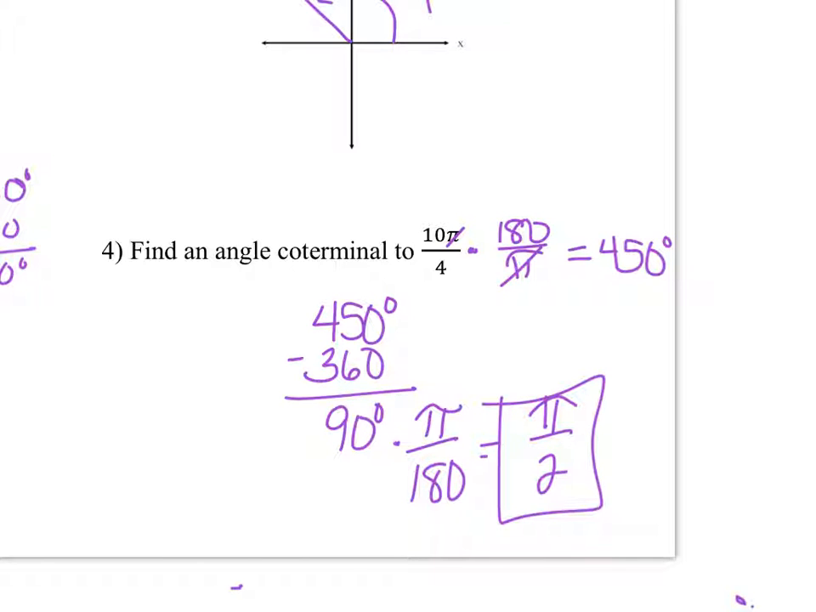Okay, so this isn't the only way that you could do this problem, but I converted it to degrees. Then I subtracted 360 to find something coterminal. You could have also added 360. I just like to get closer to 0 to 360. It's just my way. So then it goes to 90. I know 90 is pi over 2, but if you don't remember that, multiply by pi over 180, and you get pi over 2. Done.